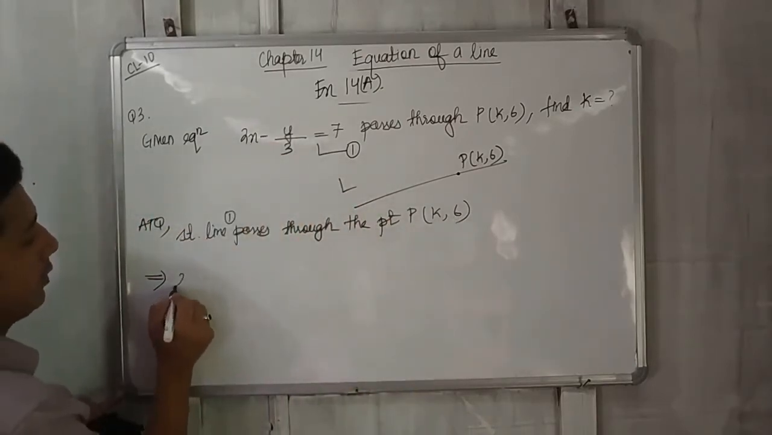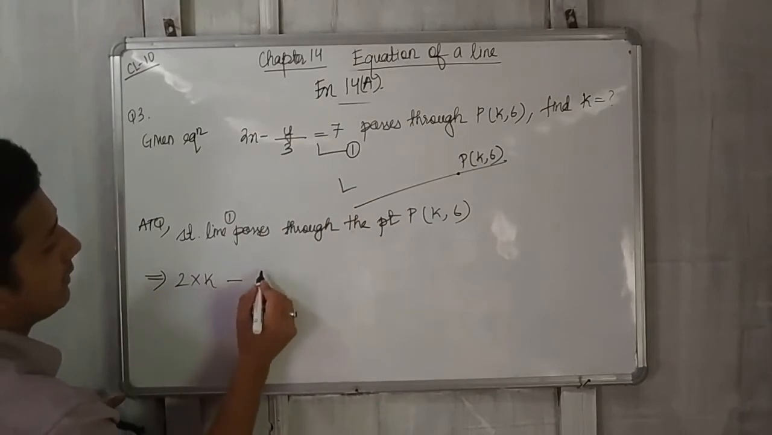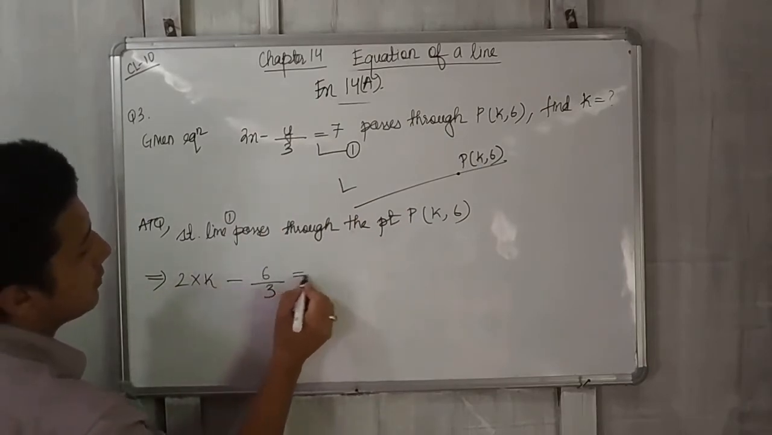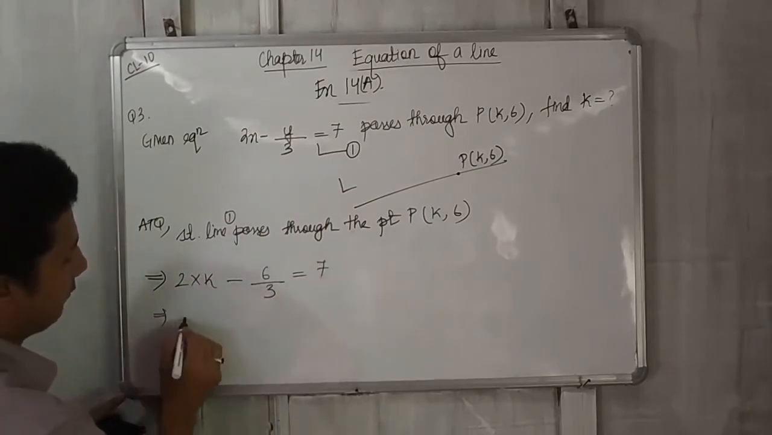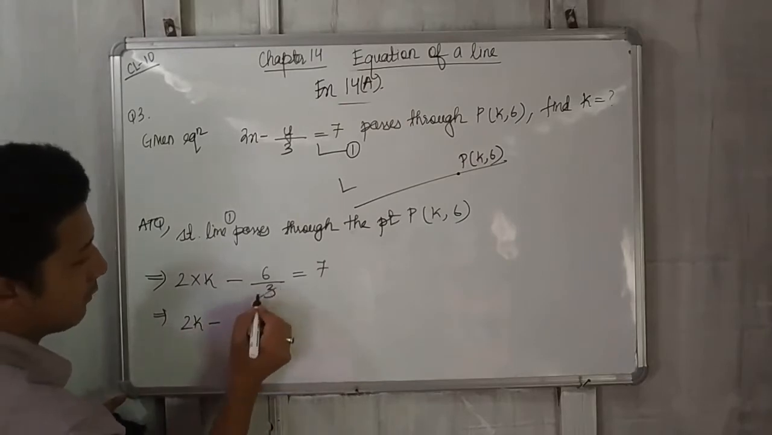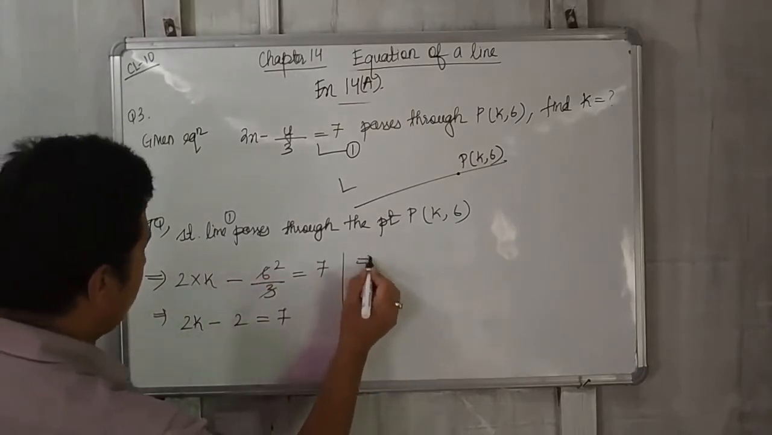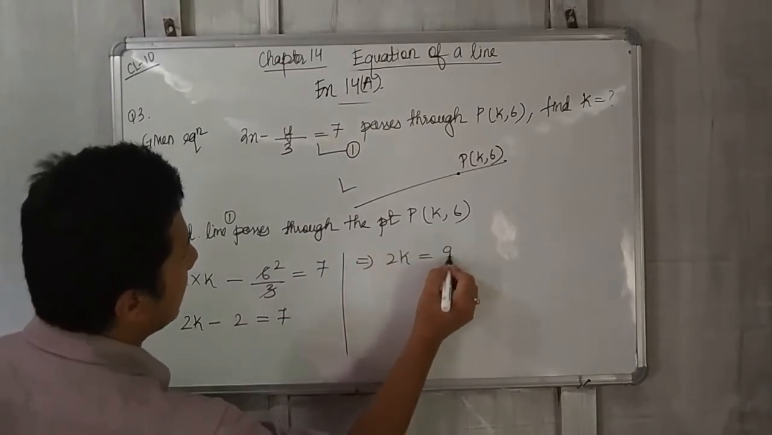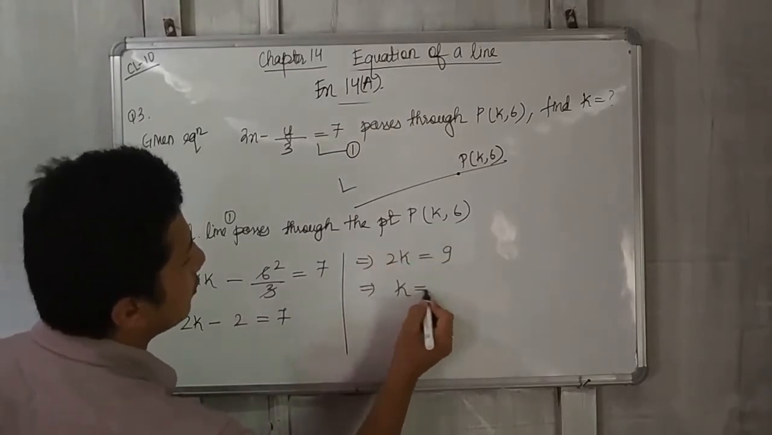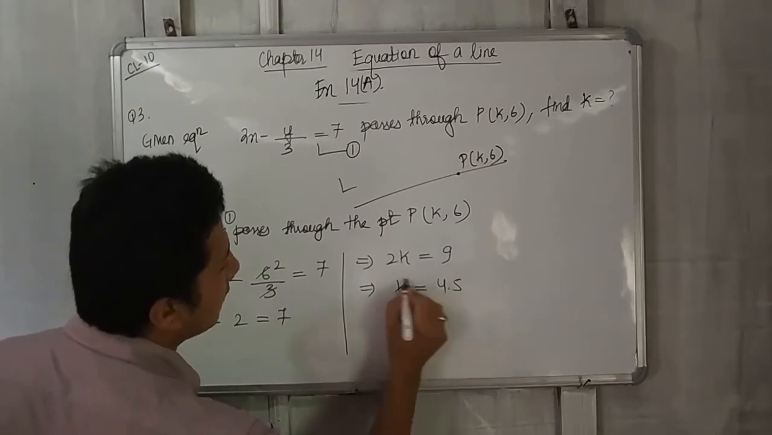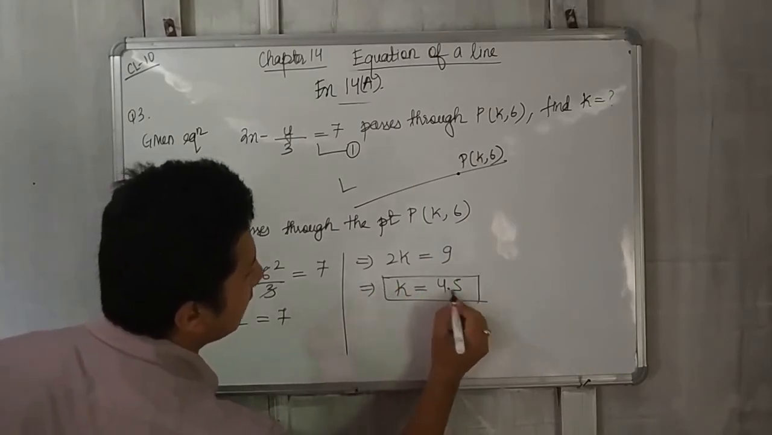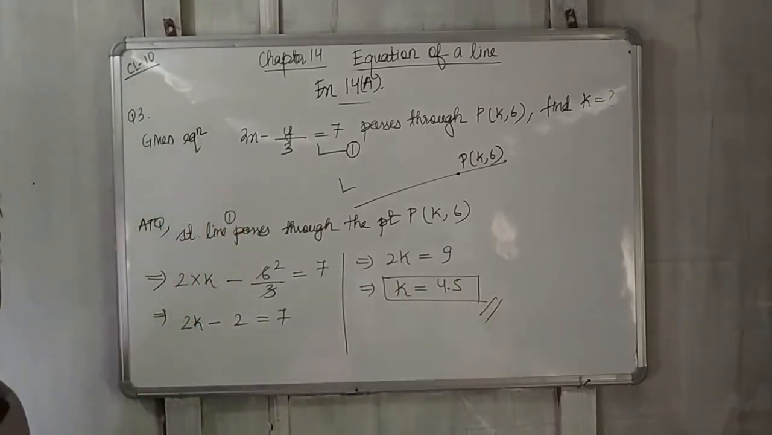So therefore 2 into k minus 6 by 3 is equal to 7. So 2k minus 3 ones are 3, twos are 2, is equal to 7. So therefore 2k is equal to 9, and therefore k equals 9 by 2, which is 4.5. Am I clear with this or not? So please pause the video and note it down properly.